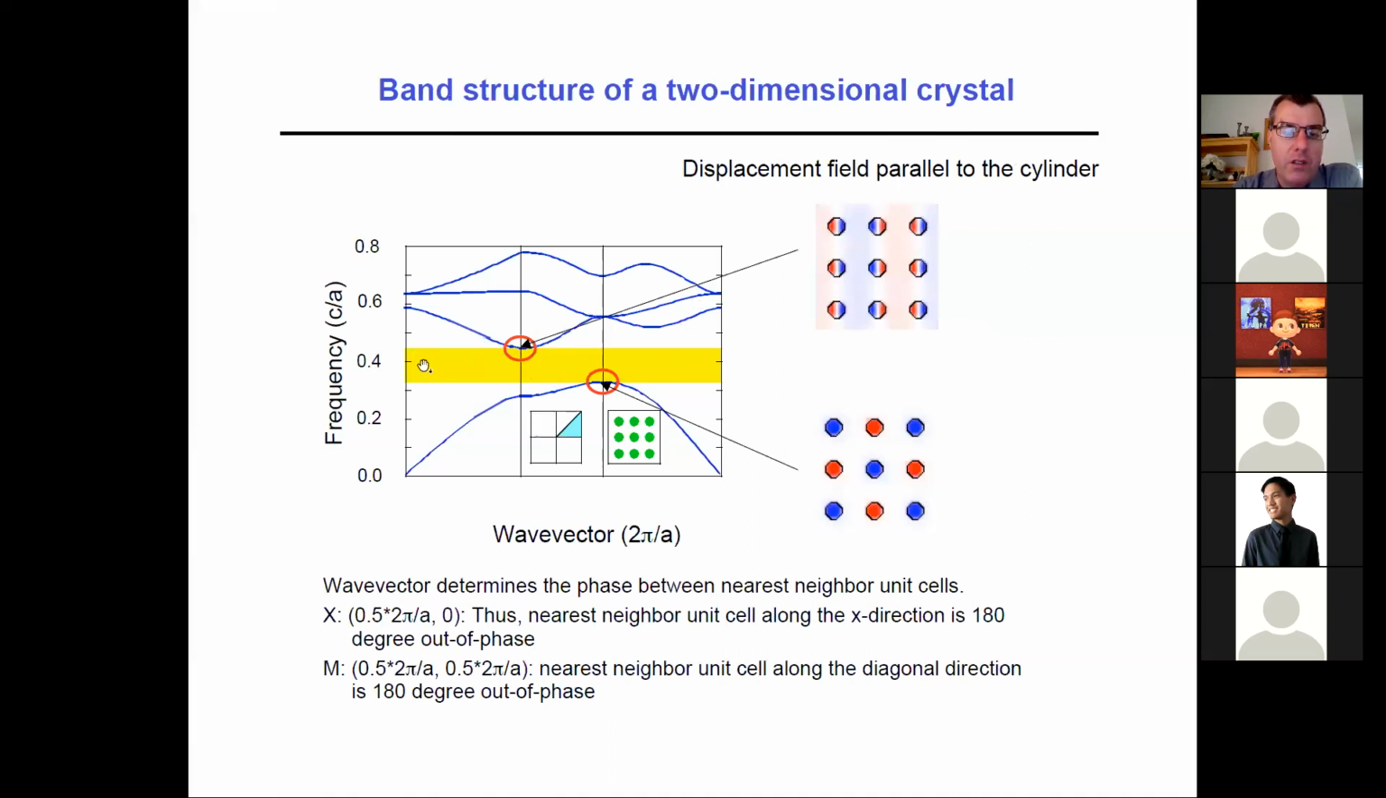Working in this field, you'll see over and over again diagrams like this. And it's usually the band gap that people want. And the trick is to get an omnidirectional band gap. A band gap so that no matter what direction you're traveling in, a certain frequency is forbidden.